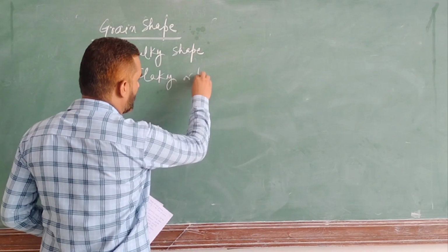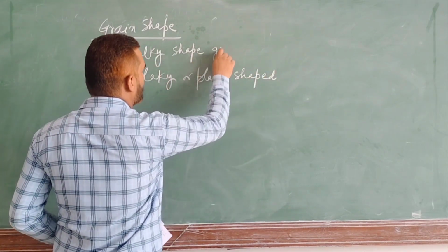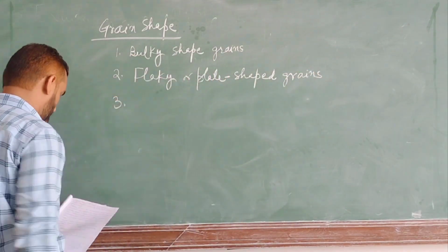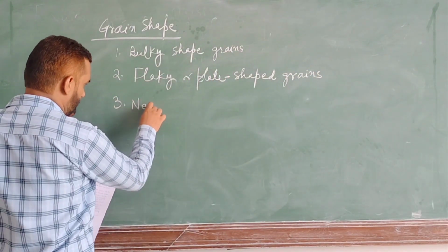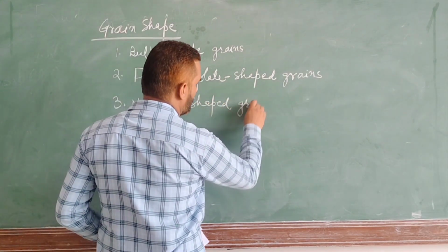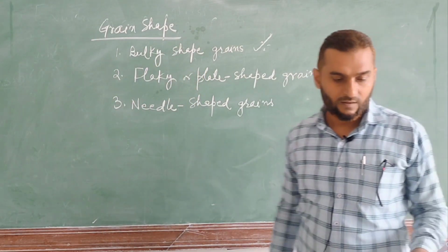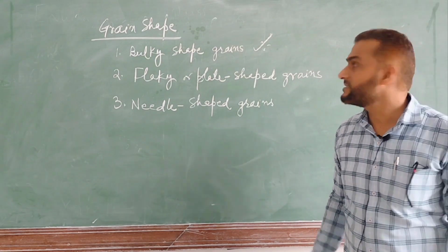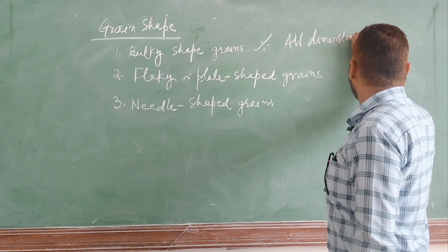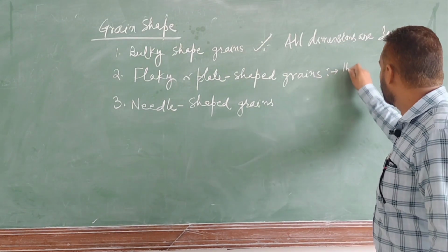The grain shapes are bulky shape grains, flaky or plate shaped grains, and needle shaped grains. Bulky grains are soil grains where all the dimensions of a grain are more or less the same. These are characteristic of sand and gravel soil.